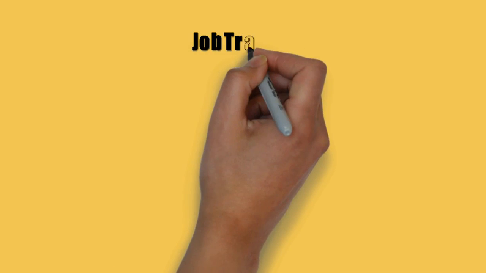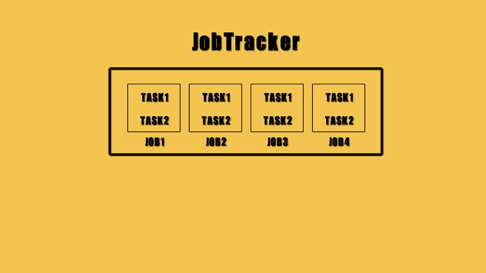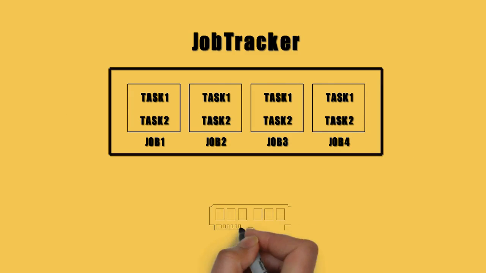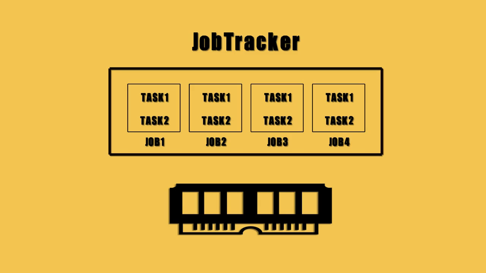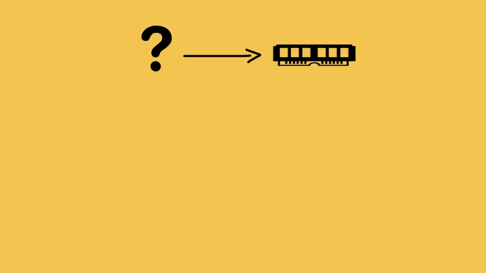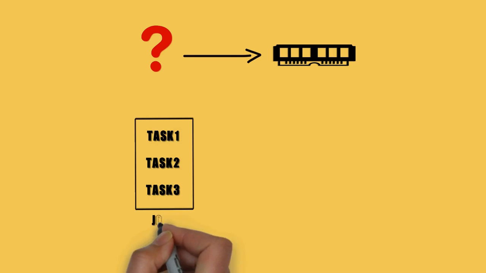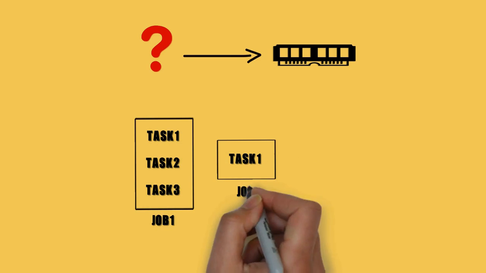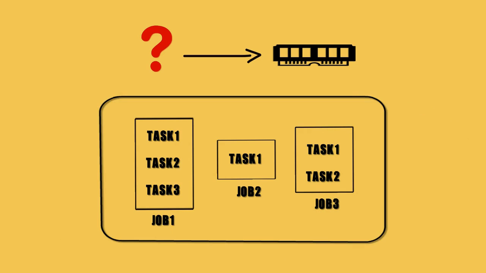The job tracker keeps track of all the jobs and its associated tasks within the main memory. Hence, the memory requirements for the job tracker are huge. Estimating the memory requirements for the job tracker is pretty tough. It depends on the number of tasks, and the number of tasks differs from one job to another.